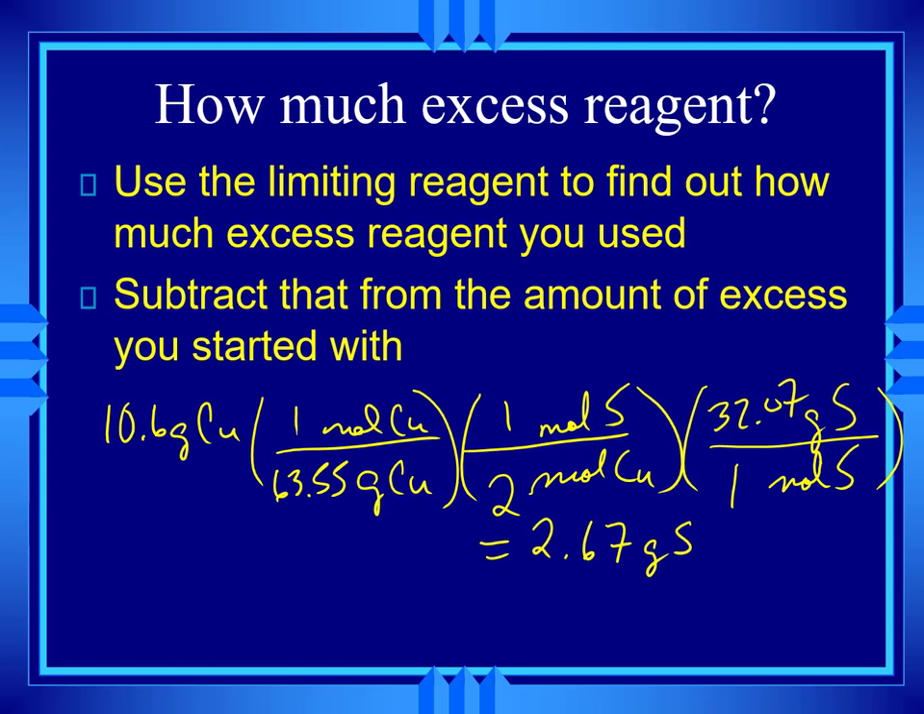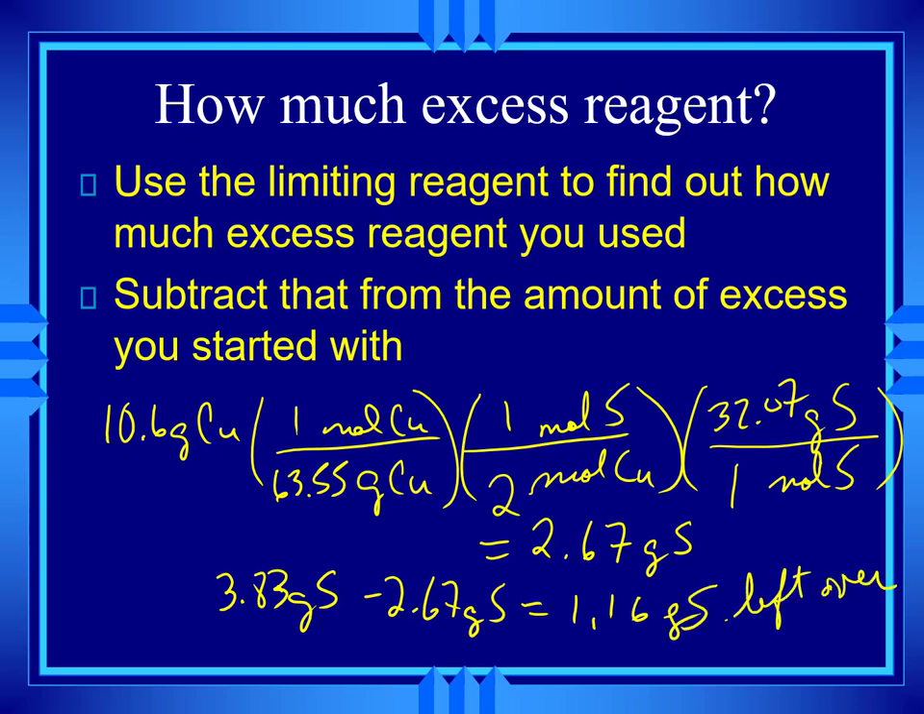How much sulfur did I start with? I started off with 3.83 grams. So I took 3.83 grams of sulfur to start, minus the 2.67 grams of sulfur, leaves me with 1.16 grams of sulfur left over. So I took what I started with, minus what I used, and that equals leftover.